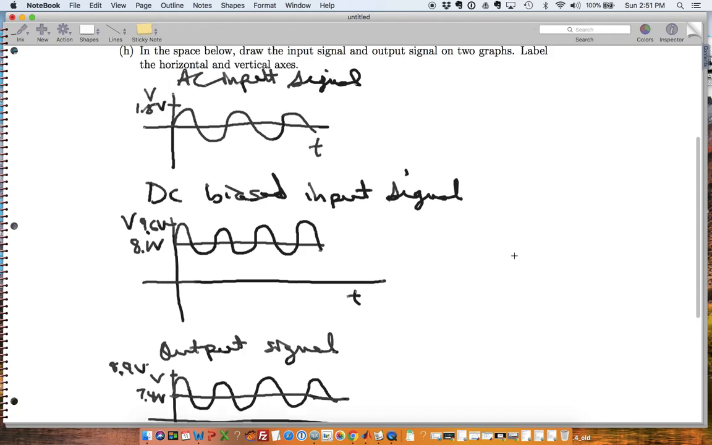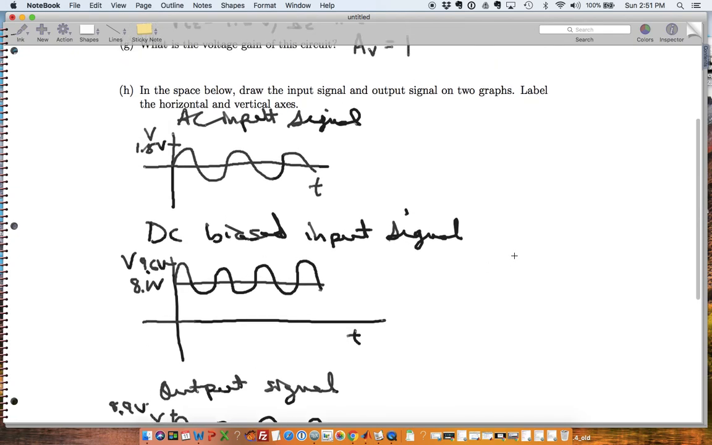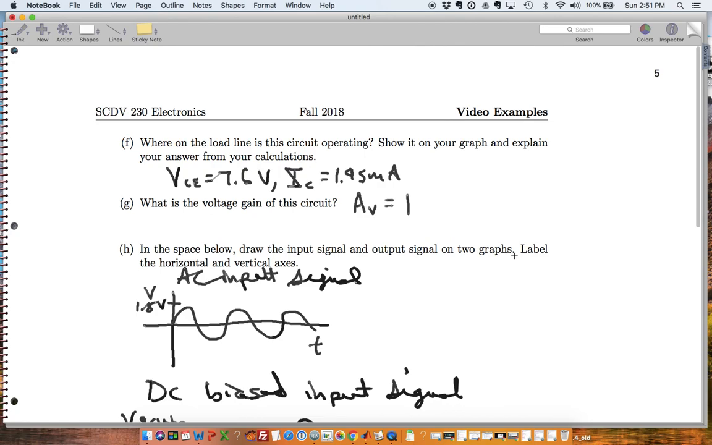So I think we've answered all the questions in the problem, and this is what you would expect to see for one of the questions on the quiz on Tuesday.